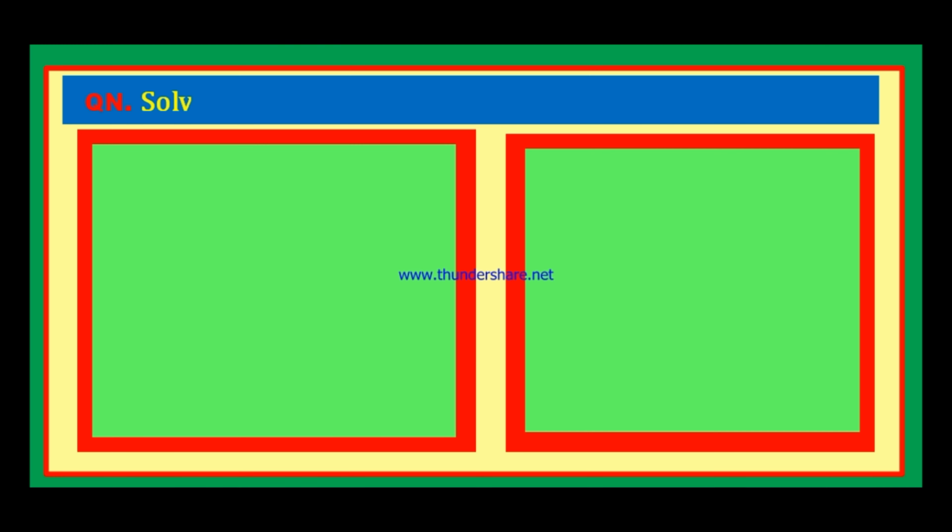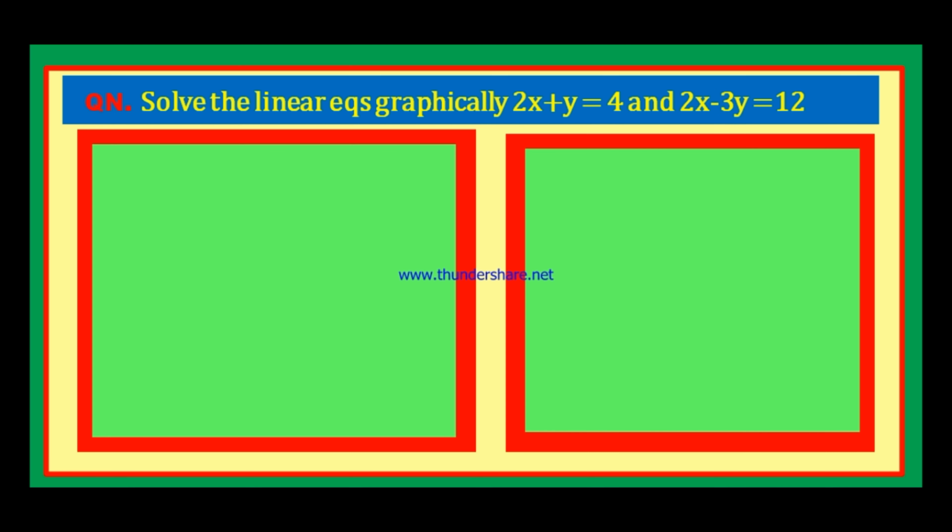Now another question. The question is, solve the linear equations graphically. 2x plus y is equal to 4 and 2x minus 3y is equal to 12. I shall repeat. Solve the linear equations graphically. 2x plus y is equal to 4 and 2x minus 3y is equal to 12. This question appeared in March 2019.